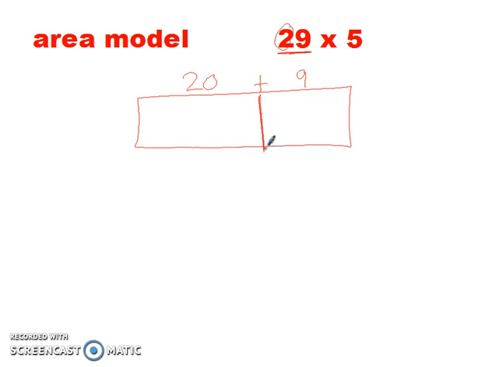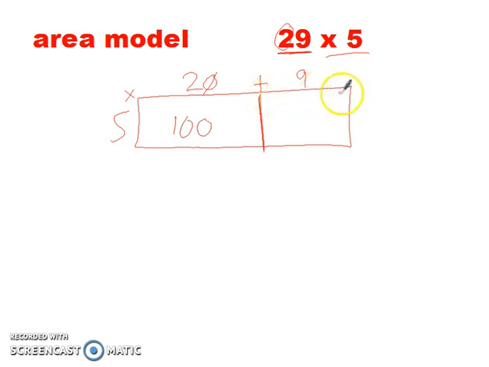It doesn't have to be perfect, but try to make it look like the 20 is about twice as long as the 9. I still have this times 5, so that's coming in down here. And then I need to figure out how I would do this box. Well, in area, we take the width times the length, right? So this is 20 wide times 5. That would be 2 times 5 is 10. Pin my 0, I'm at 100.